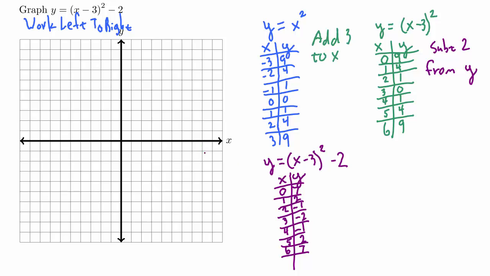So here's how I'm going to do that. I'm going to just graph this table. So it's 0, 7, 1, 2, 2, negative 1, 3, negative 2, 4, negative 1, 5, 2, 6, 7. I hope you can see the parabola now. There we go.